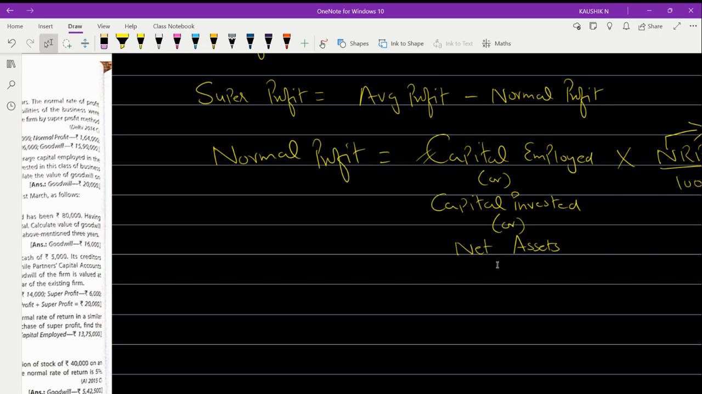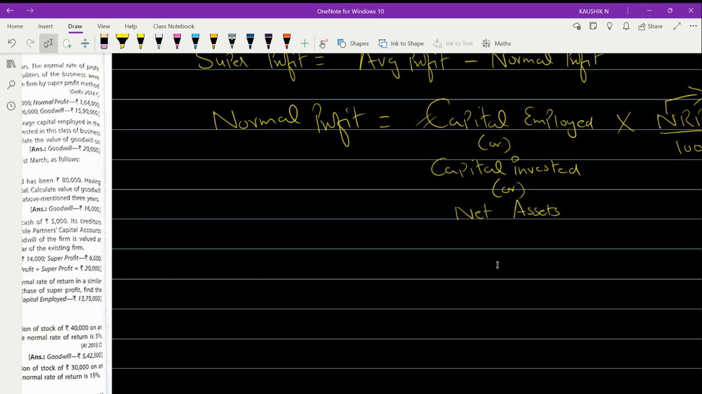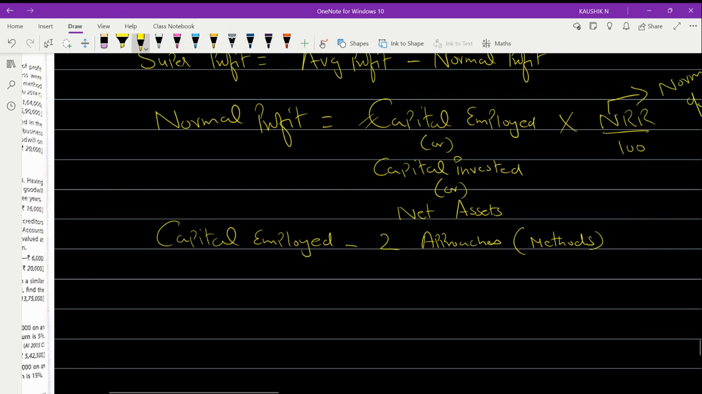Suppose the value of capital employed or capital invested or net assets itself is not given to you directly in the question, then how to find out this capital employed? So here we go. To find out capital employed, you have got two approaches, nothing but two methods, by which you can find out the amount of capital employed.